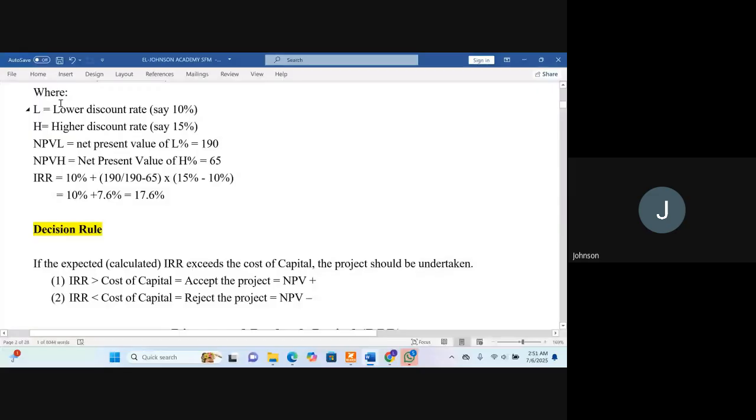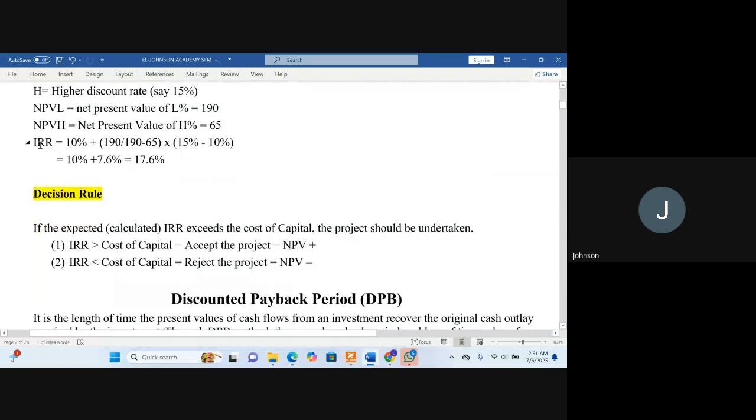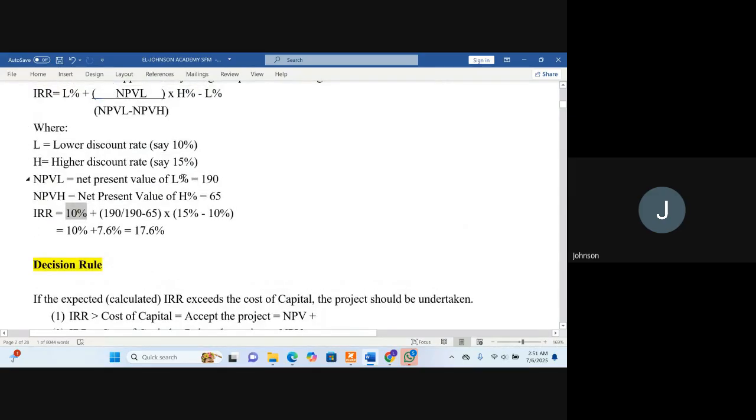Now let's look at this one. L equals the lower rate, let's say 10% for example. H equals the higher rate, let's say 15%. The NPV of the lower rate, we assume, is 190, and the NPV of the higher rate, we assume, is 65. Inputting that into the formula, IRR equals the lower rate of 10% plus the NPV from the lower rate, 190, divided by the NPV from the lower rate minus the NPV from the higher rate, then multiplied by the higher rate percentage minus the lower rate percentage.